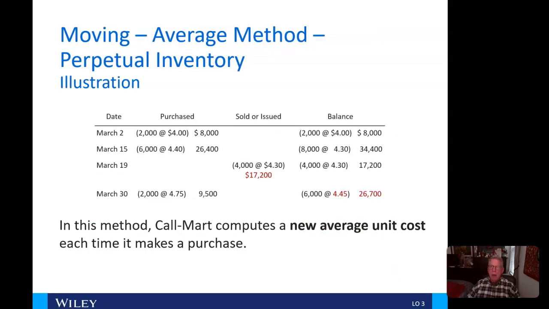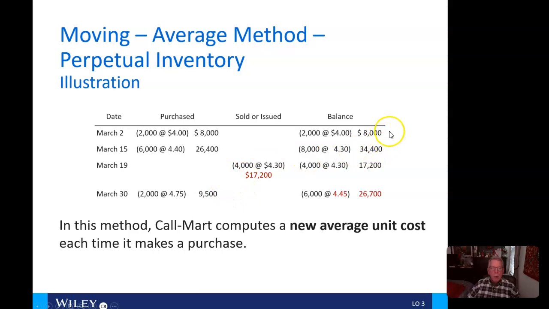Now perpetual method, a little bit different. We're going to do this row by row. So here we have 2,000 units at $4, that's 8,000. So at that point, our average price would be $4. We added another $26,000 worth of merchandise on March 15th here. Now on March 19th, we're going to sell 4,000 of the little beauties.